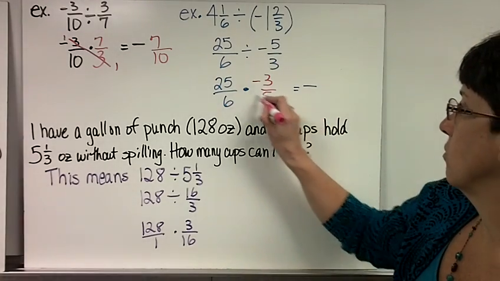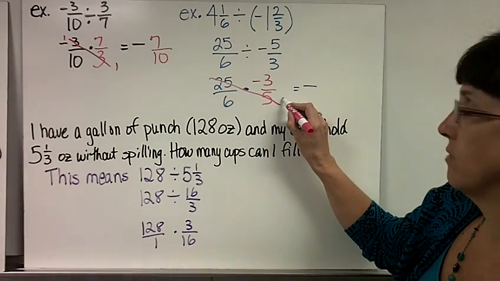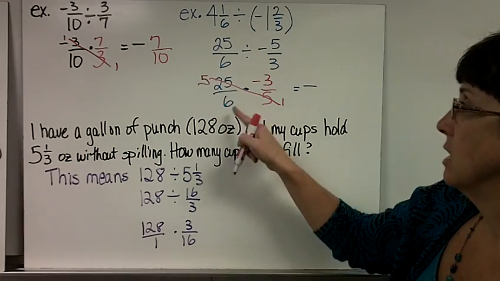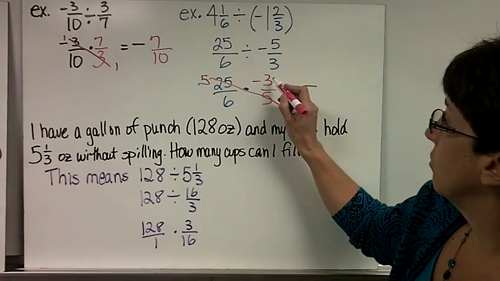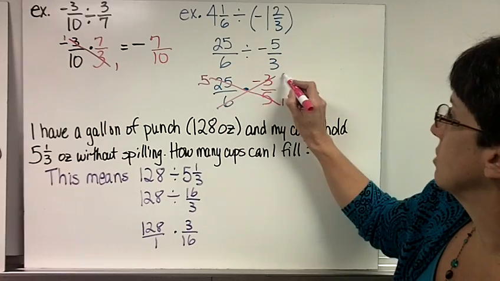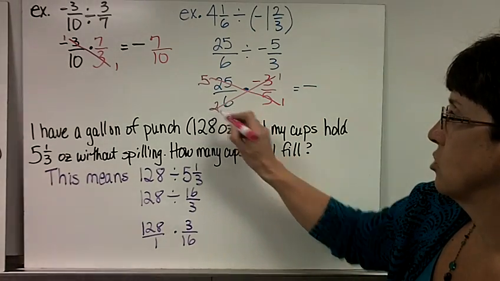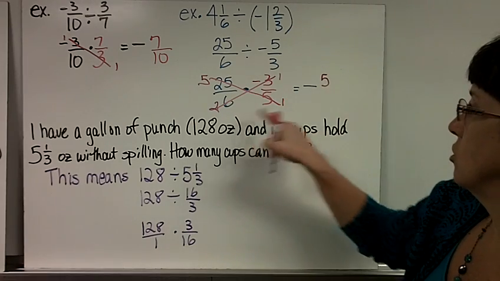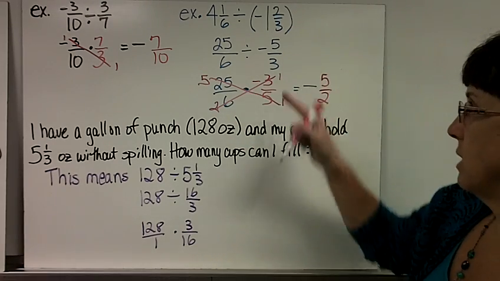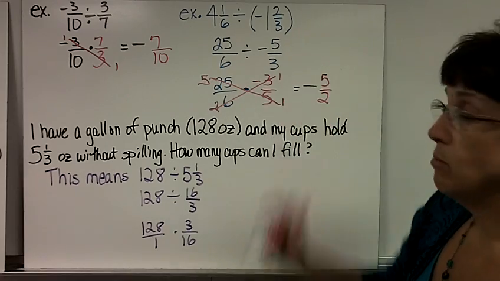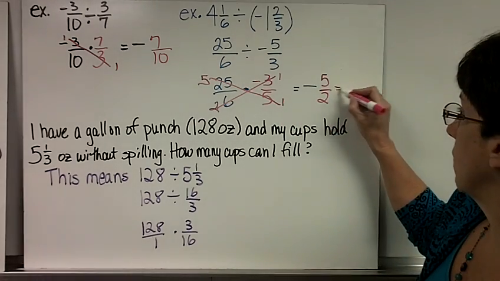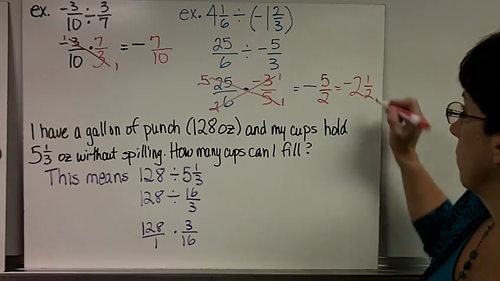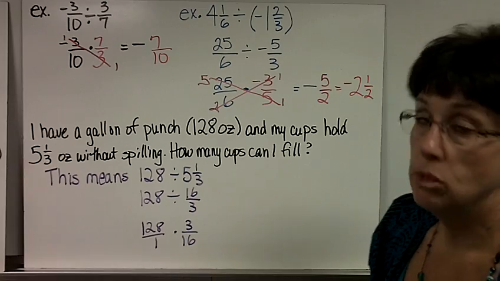Now I see I can simplify several things. 25 and 5 have a common factor of 5. 5 goes into itself once, and 25 5 times. 6 and 3 have a common factor of 3. 3 goes into itself once. 3 goes into 6 twice. Now I can multiply straight across. 5 times 1 is 5. 2 times 1 is 2. This is improper, but since my numbers were mixed to begin with, I need to change it back. So I say negative 2 goes into 5 twice with 1 left over. Okay? So this should be review.